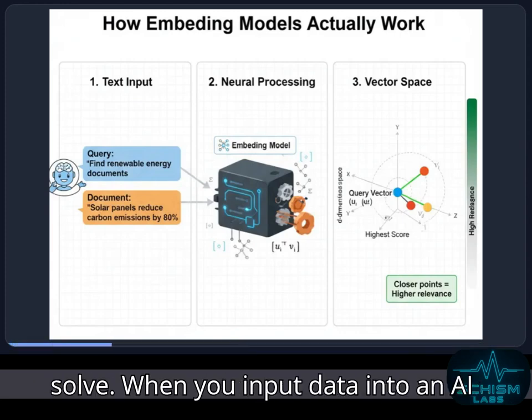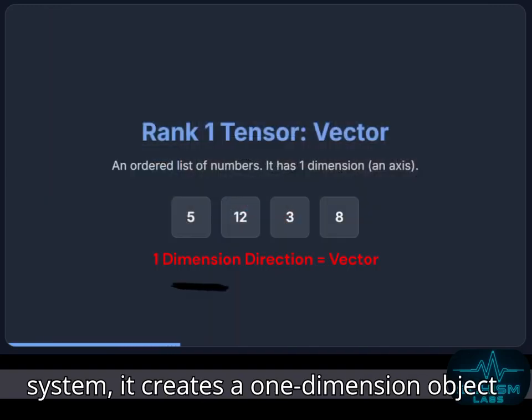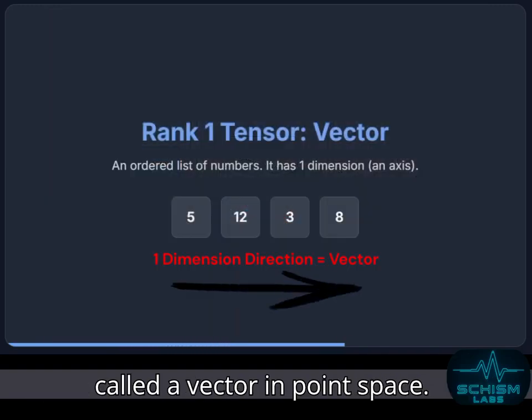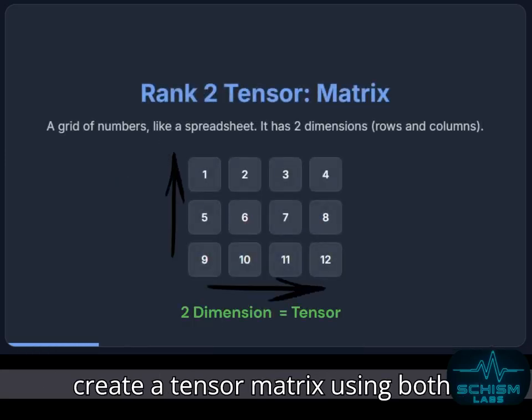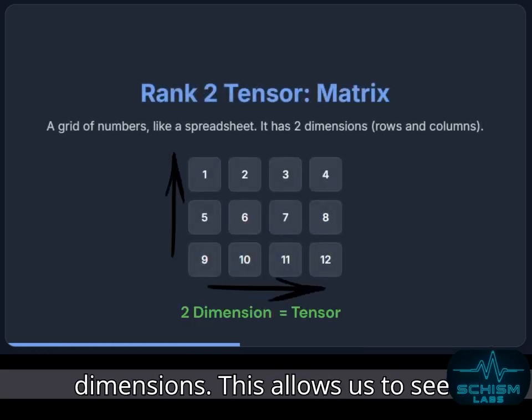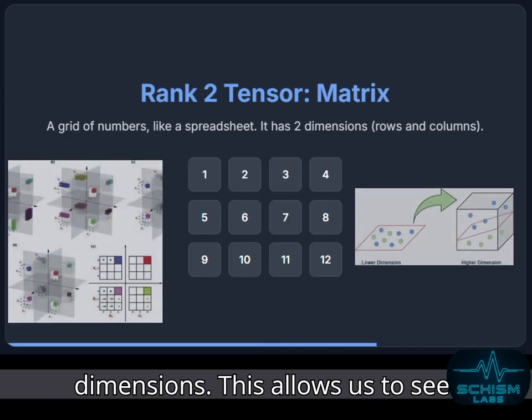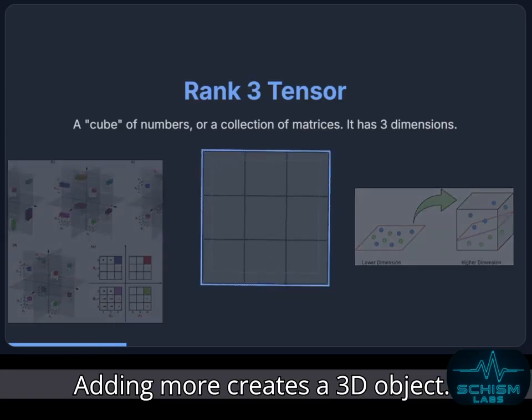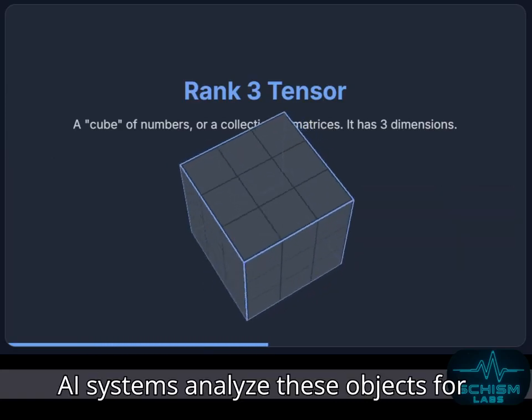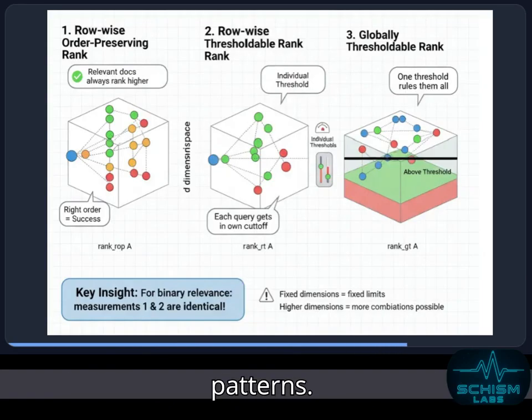When you input data into an AI system, it creates a one-dimensional object called a vector in point space. We add another vector, and we are able to create a tensor matrix using both dimensions. This allows us to see relations in the data. Adding more creates a 3D object. AI systems analyze these objects for patterns.